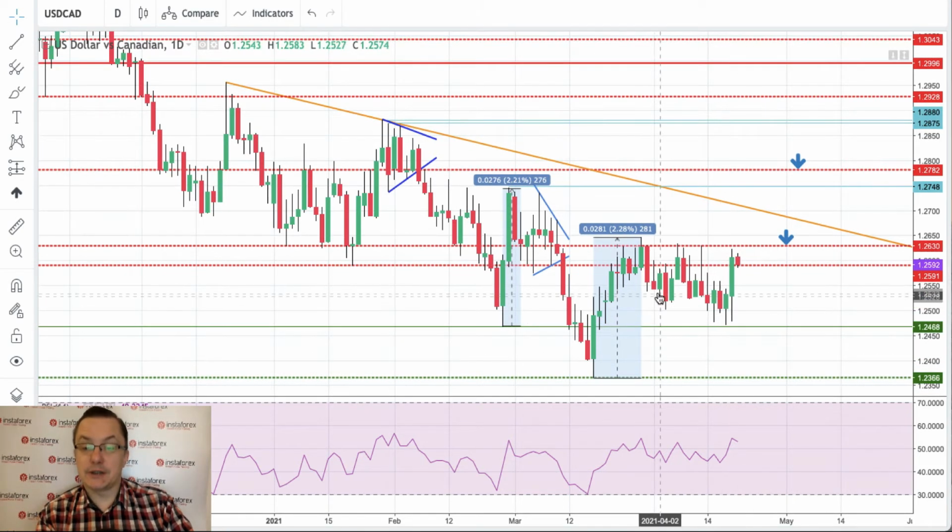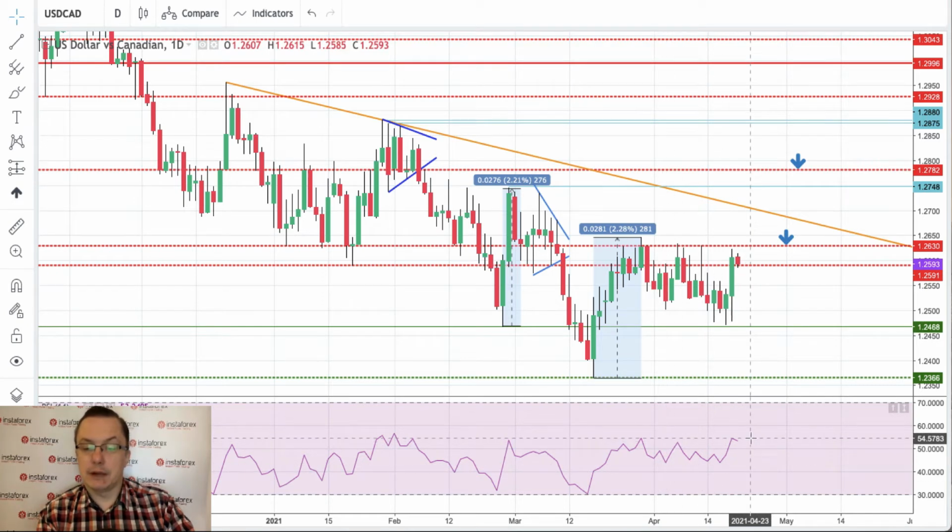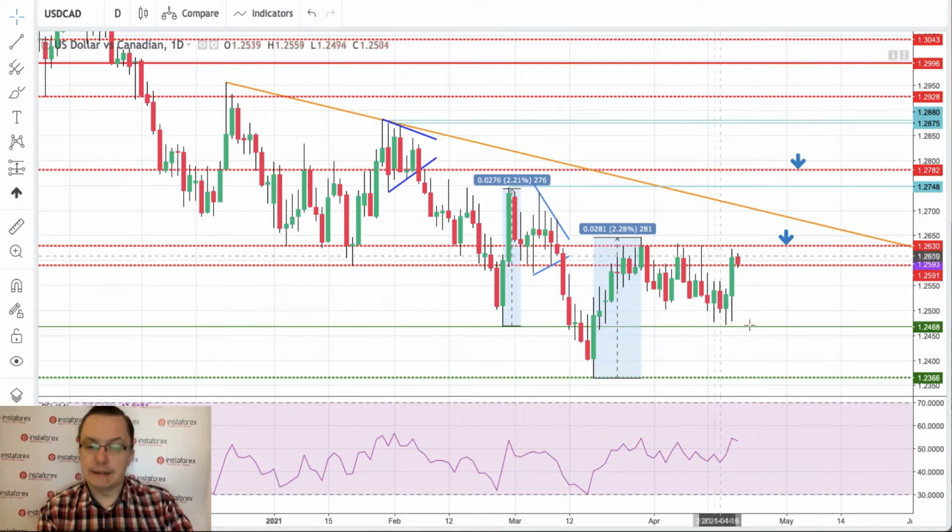During this consolidation between 1.26 and 1.2468, we got this neutral kind of momentum, whipsaws up and down, nothing really interesting going on. The recent move to the upside is still in range of this old momentum around the level of 55, 54. So this doesn't mean anything just yet.